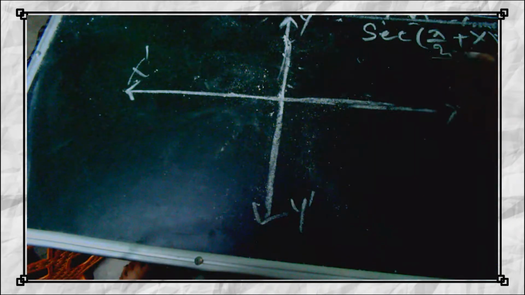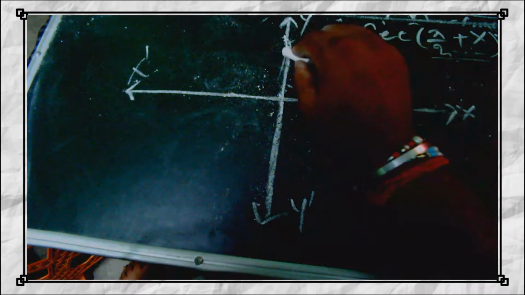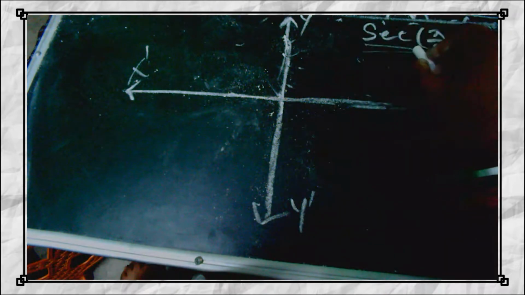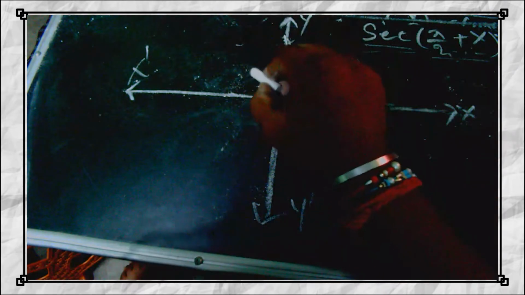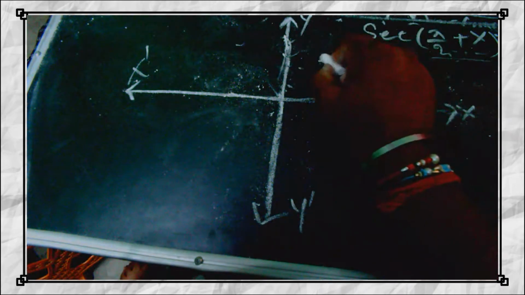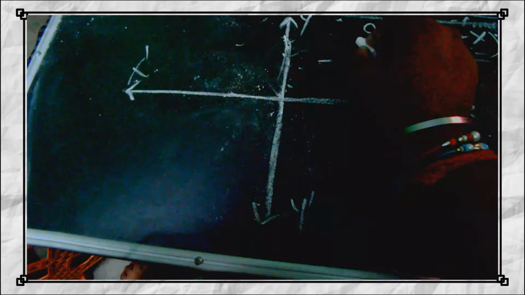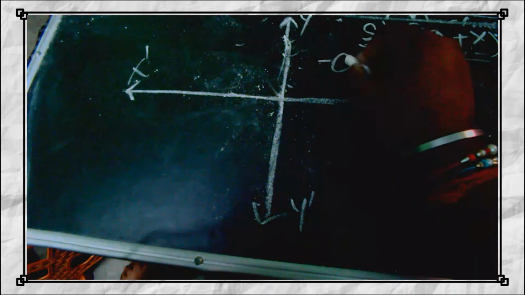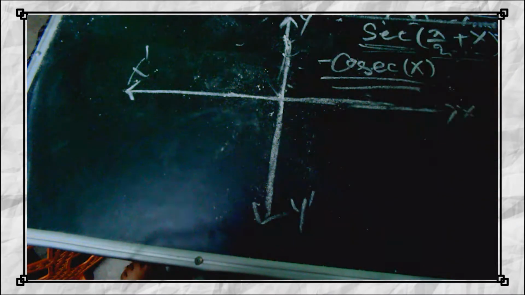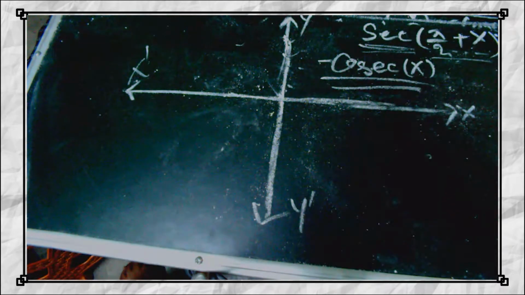So the angle pi by 2 plus x will lie in the second quadrant, and as it is sec x, and sec x is not positive in the second quadrant. Only sin x and cosec x are positive in the second quadrant. So our sign will be negative and the ratio sec x will be changed to cosec x, and the value of angle will be x. So the value of sec of pi by 2 plus x is minus of cosec x.